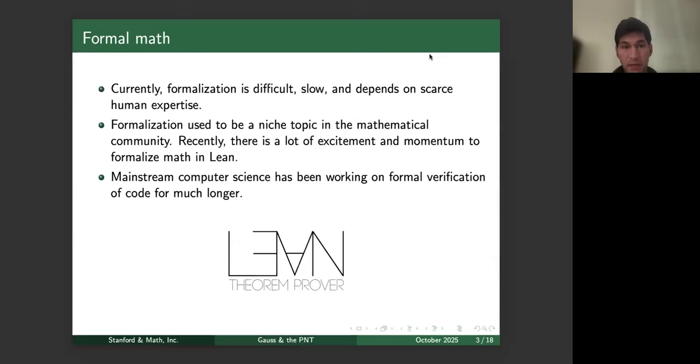And I should also say that formalization used to be quite a niche topic in the mathematical community. And it's only very recently, I would say, that there's been a lot of excitement and momentum to formalize, especially in the language of Lean, championed mostly by Kevin Buzzard. I think I was a graduate student in 2019 when I first even heard about Lean. This was a talk from Kevin about his efforts to formalize the proof of, or I guess now to do, Fermat's theorem.